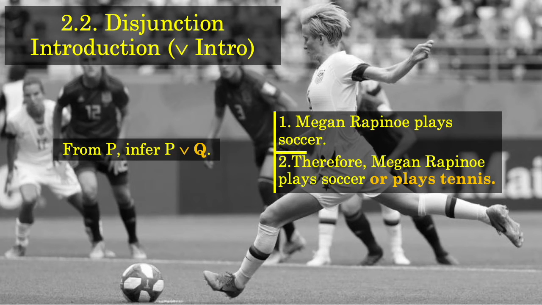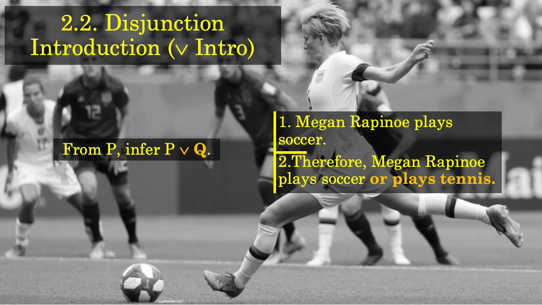The reason that this is odd is because we very rarely would want to assert P or Q if we already knew that P was the case. It's sort of like being cagey. For instance, if I know full well that Megan Rapinoe plays soccer, but I only assert that she plays either soccer or tennis, it looks like I'm being uncooperative as a communicator.